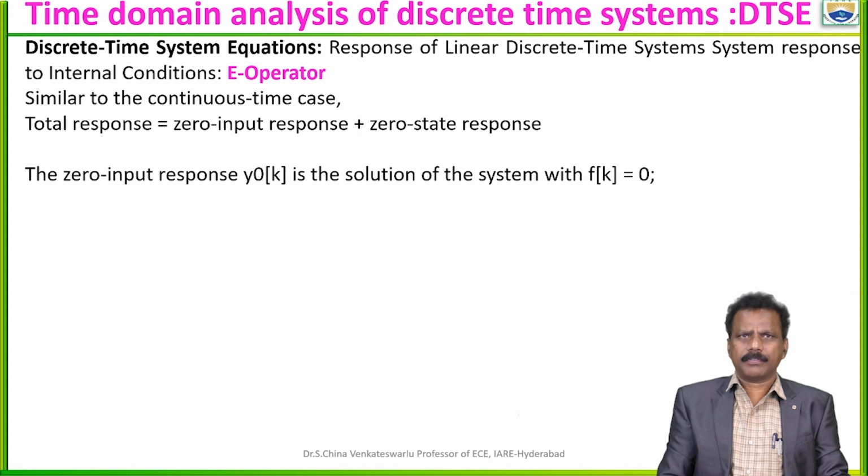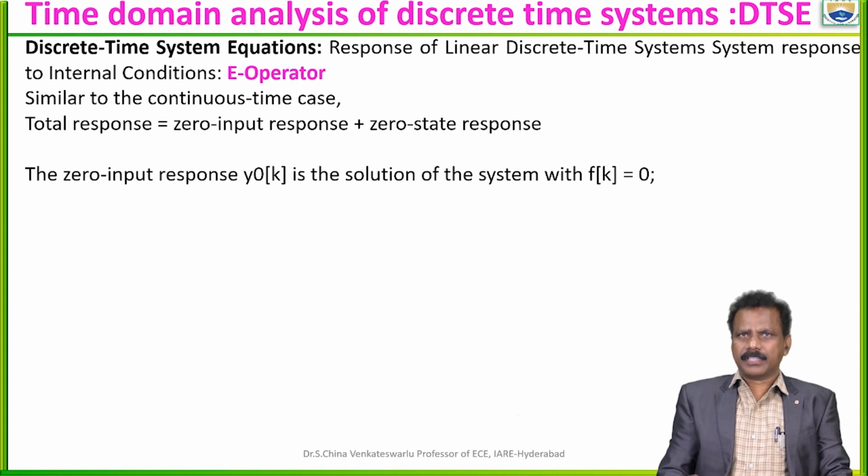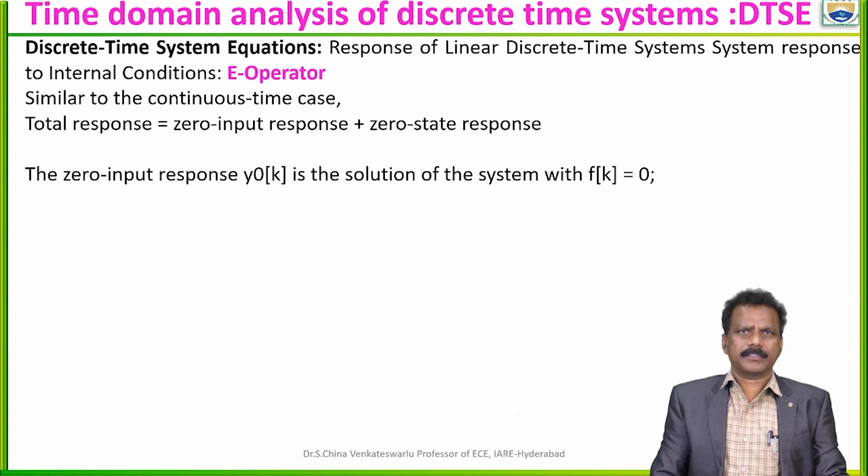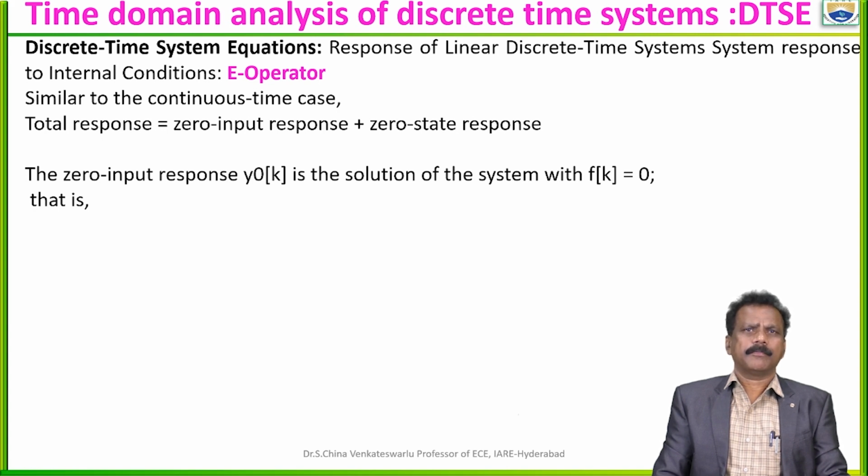If not this, if it has total response equal to 0 plus input response, how does it affect this E operator? It can easily be verified. We will verify in further cases. But if it is the solution of the system with f of k equal to 0, that is okay.